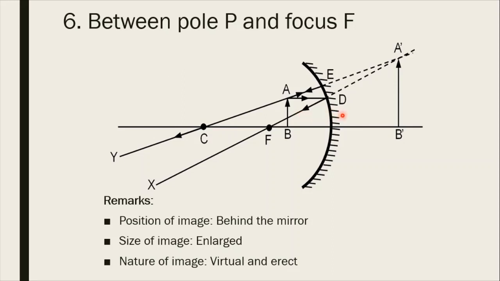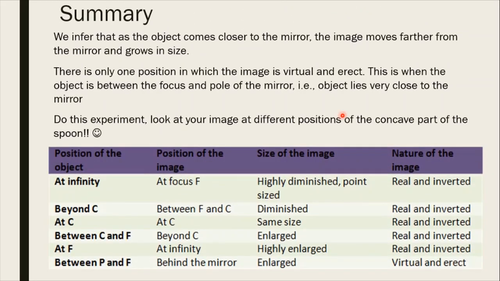Let us now summarize the image formation that we studied from a concave mirror. In summary, we see that as the object comes closer to the mirror from infinity up to the focus, the nature of the image seems largely real and inverted. But what is interesting to note is that the position of the image goes from the focus up till infinity. That is, the image starts moving farther and farther away from the mirror as we bring the object closer to the mirror up till the focus F.